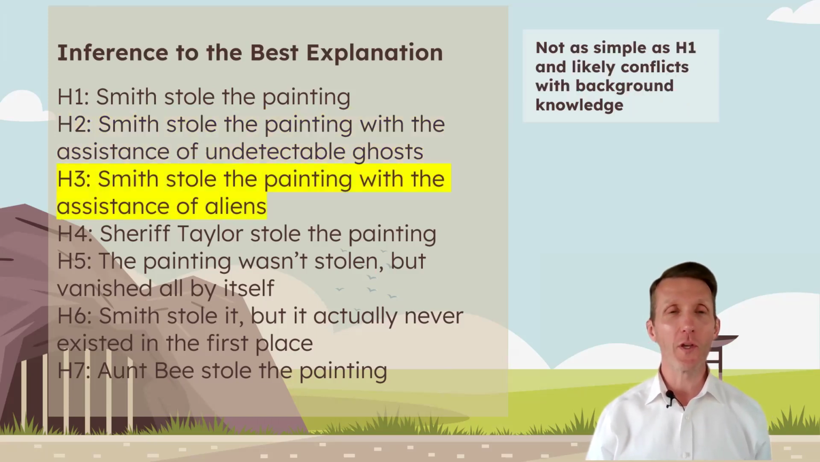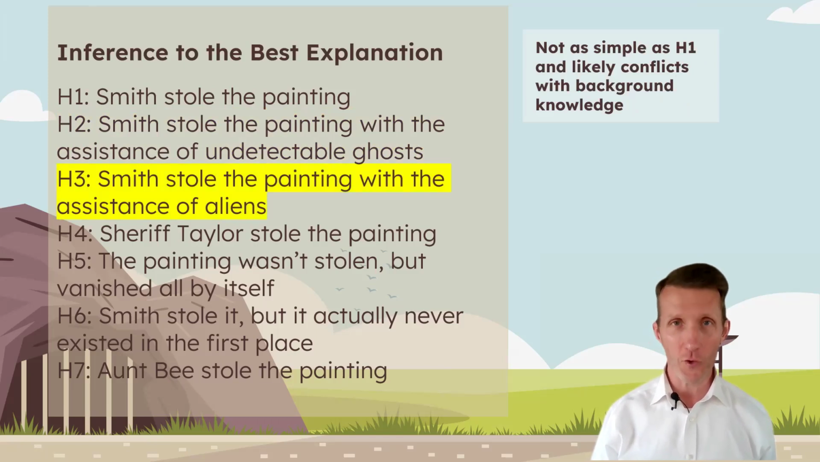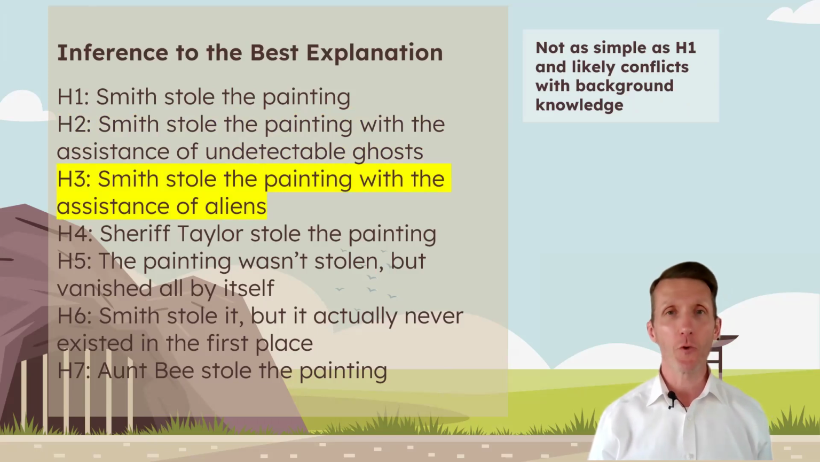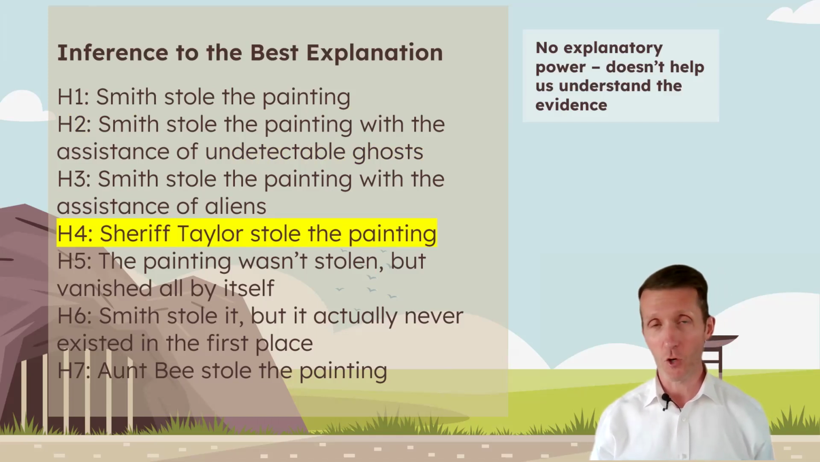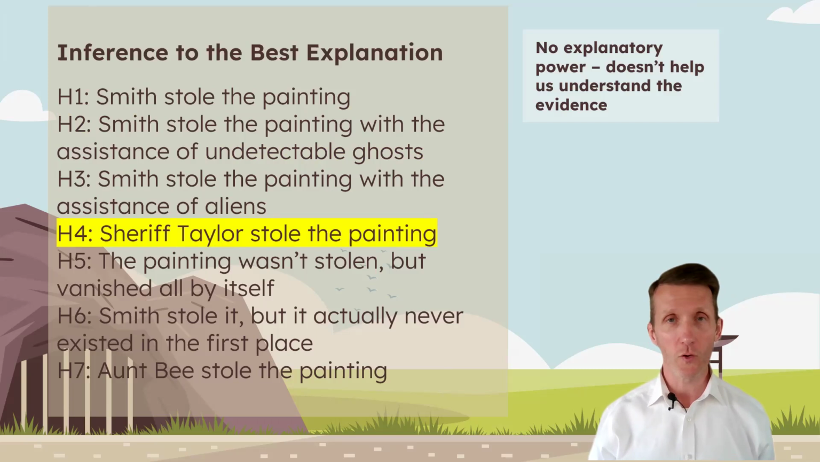Hypothesis 3, stole it with the assistance of aliens. Well, that's also not as simple as H1 and also probably conflicts with your background knowledge. Maybe aliens exist, I don't know. But hypothesis 4, Sheriff Taylor stole the painting. All right, well, it's possible he was out of town. However, it doesn't provide any explanatory power. It doesn't explain the blood type, doesn't explain the cut, doesn't explain the eyewitnesses, doesn't explain the shirt fibers, doesn't give us any of that good explanatory power. Doesn't help us to understand the evidence at all.